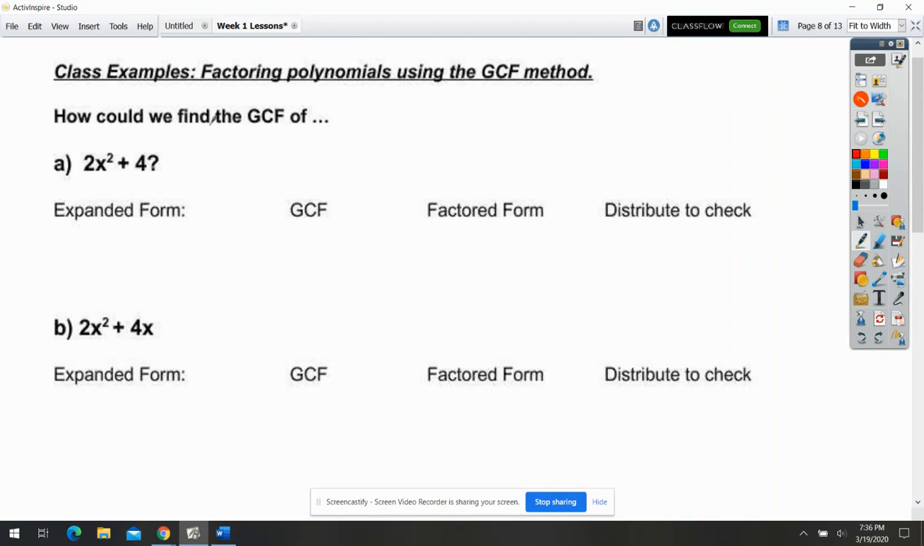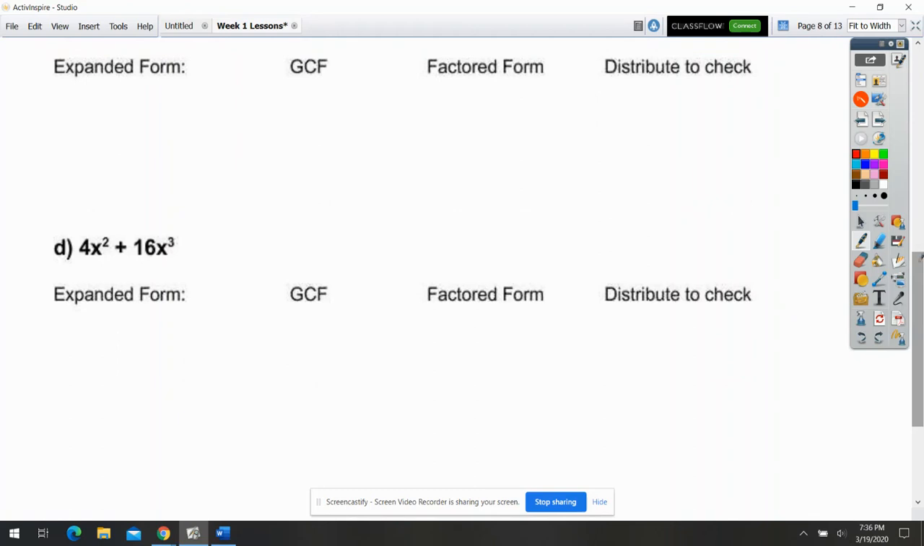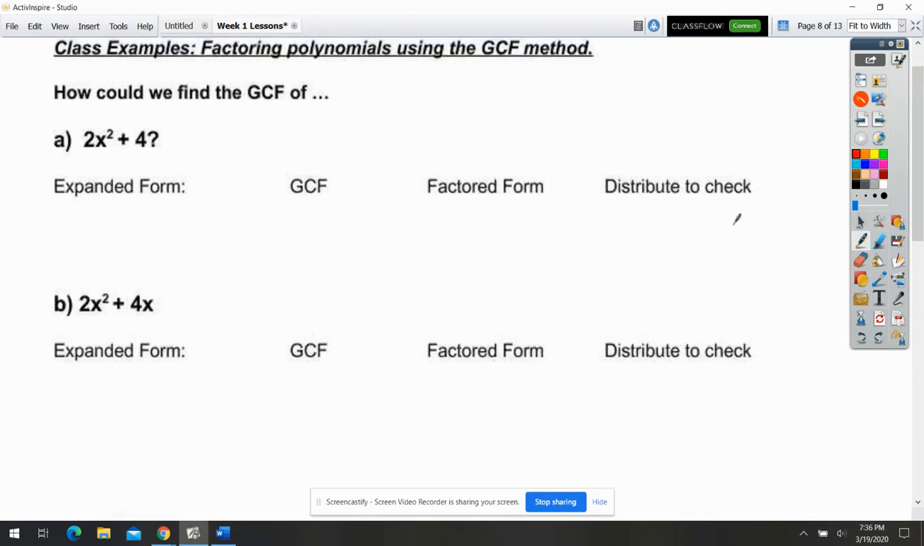All right, class example. So we're going to do, I think, four together. And then you guys are going to do your practice problems for this lesson. So what we're going to do is determine the GCF, factor out each expression, and then show that it's equivalent to the original.